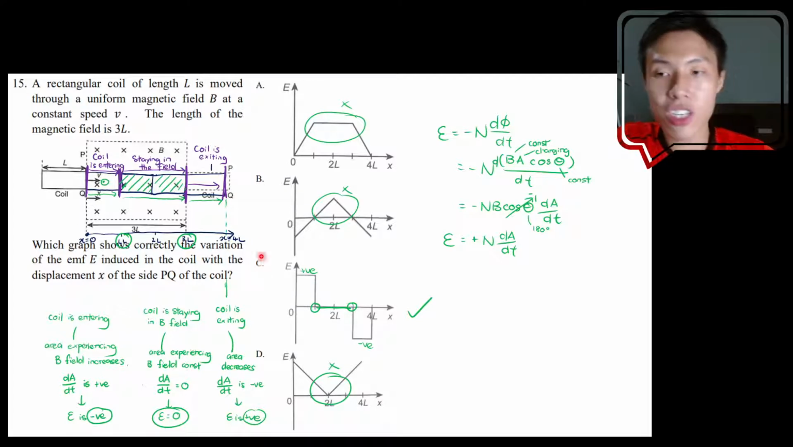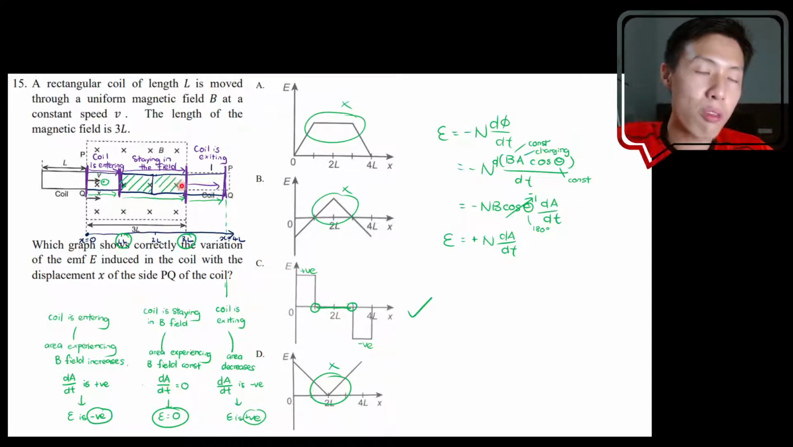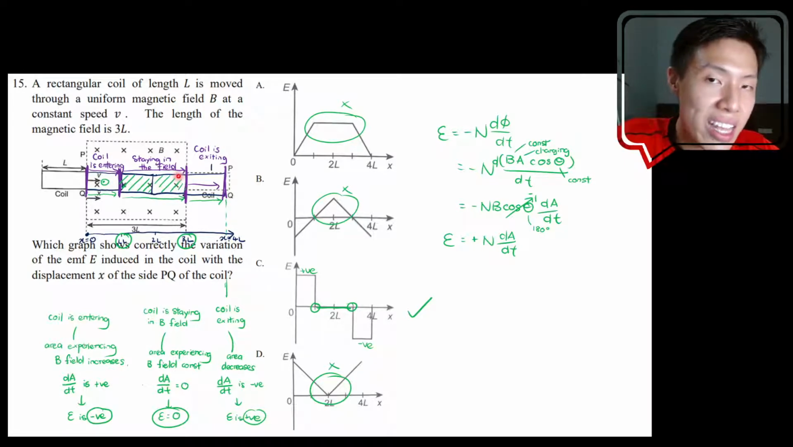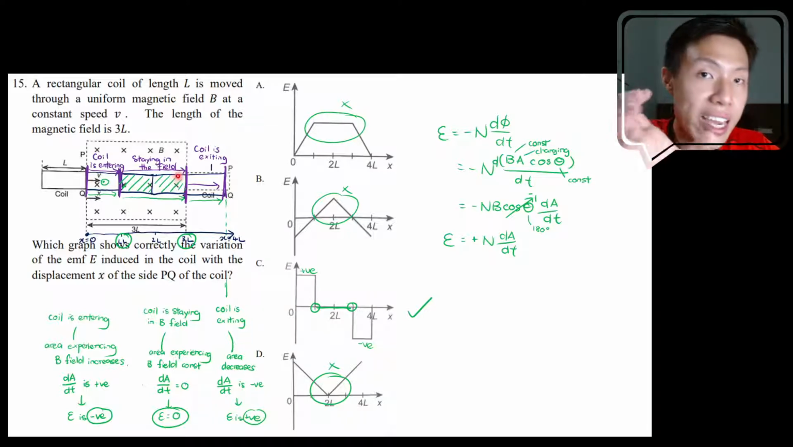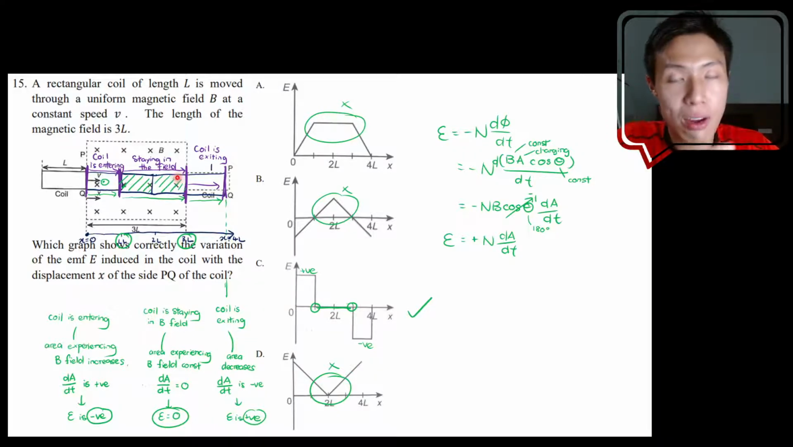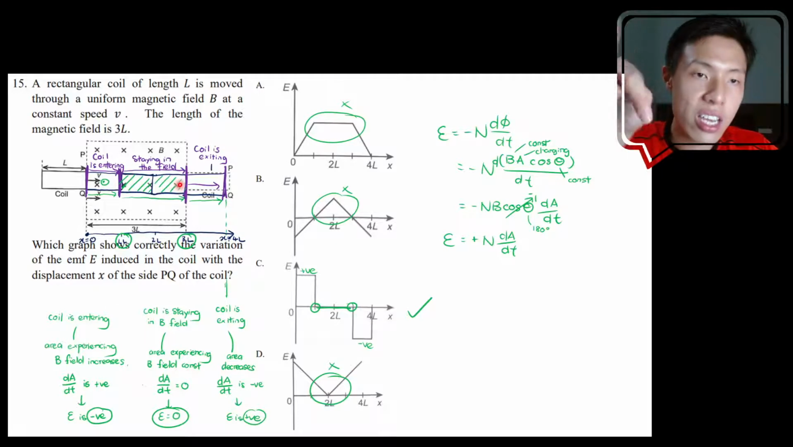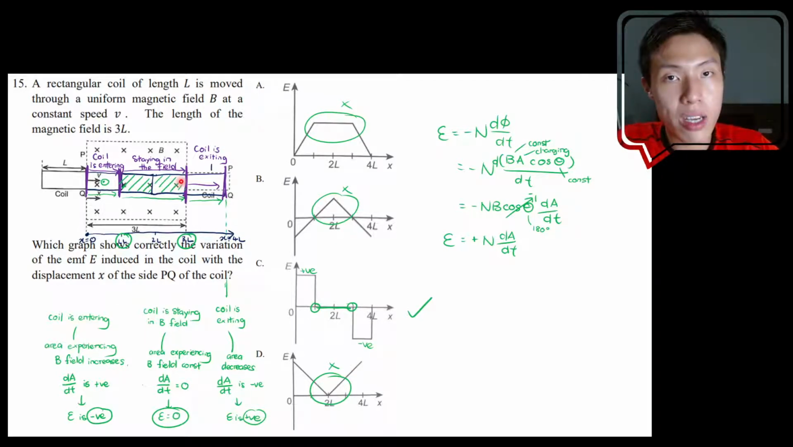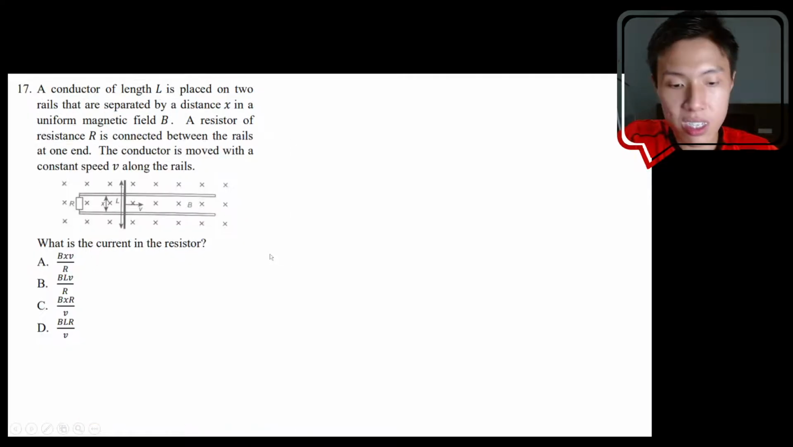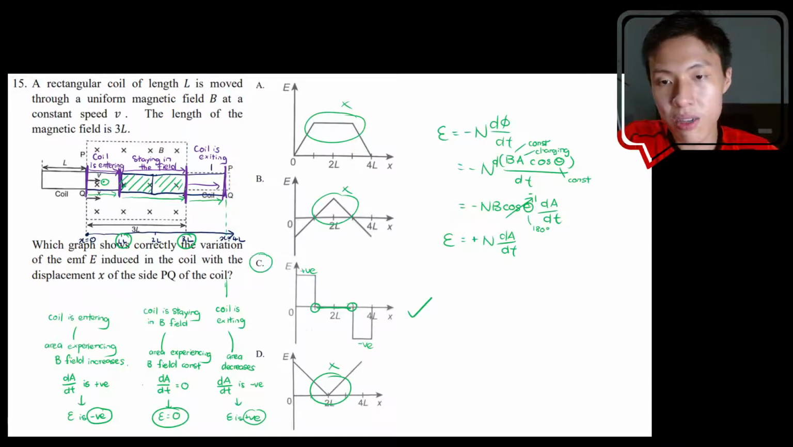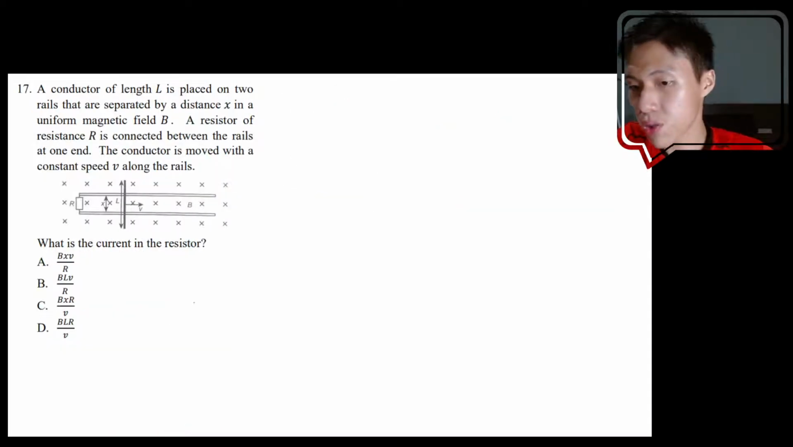So the main message I want to tell you here is, if the coil is moving inside a uniform magnetic field, there should be no induced EMF. Unless it is entering or exiting a uniform magnetic field, then there will be induced EMF. But moving inside a uniform magnetic field, we are not changing the B, we are not changing the A, we are not changing the theta. So no change in magnetic flux, no induced EMF. So the answer for this question is C. Let's move on to the next question.